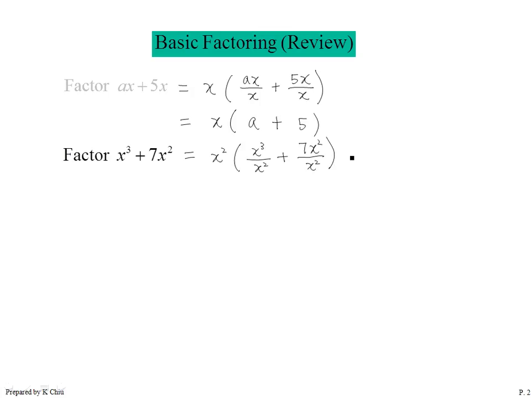So now let's simplify that. So what would that become? It would be x squared times x cubed divided by x squared. What do we have? X plus 7x squared divided by x squared. What do we have? We have 7. Let's see another one.